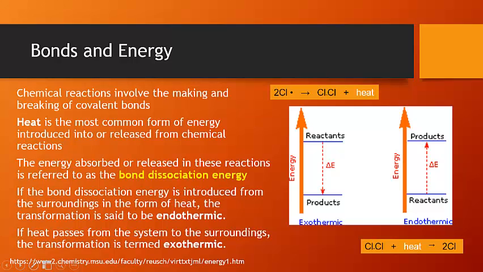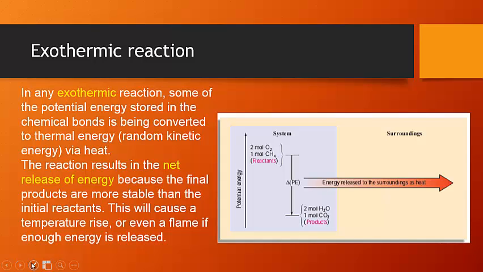If it's introduced from the surroundings in the form of heat, in this case where a chlorine molecule is turned into two chlorine atoms, then we call it an endothermic reaction. But if it passes from the system into the surroundings, such as in this case where chlorine atoms are turned into a chlorine molecule and heat is produced, we'll call it an exothermic reaction. In any exothermic reaction, some of the potential energy that's stored in these bonds is converted into thermal energy, or random kinetic energy, through heat. So the energy is released to the surroundings.